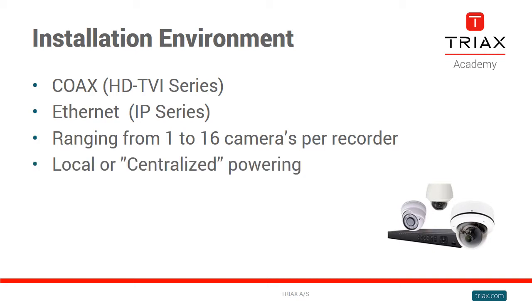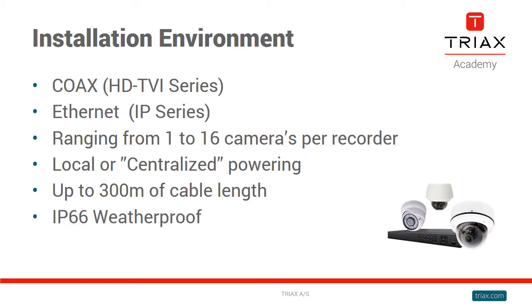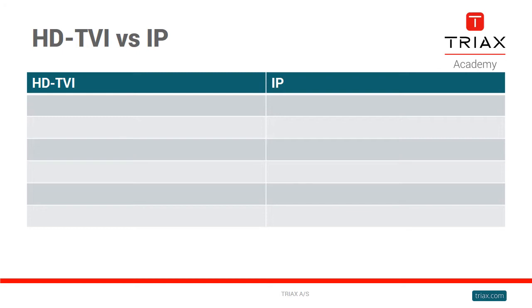The cameras can be powered with a local power supply, or through centralized powering like PoE or RG59 Siamese cable. Cable length can go up to 300 meters, on coax cable, utilizing a local power supply. All Triax CCTV cameras are rated IP66, rendering them dust-tight and resistant to water spray like heavy rain or even water hose. Comparing HDTVI to IP.